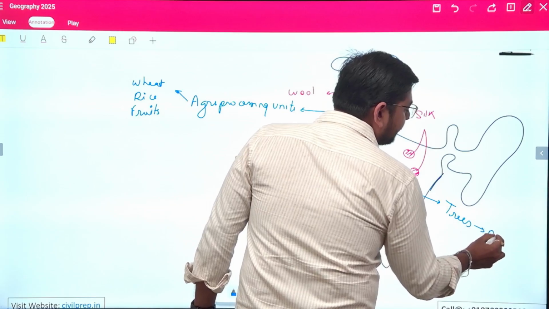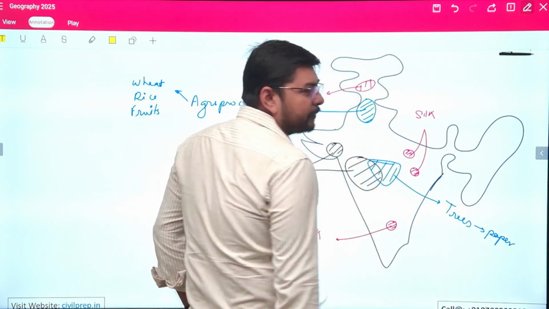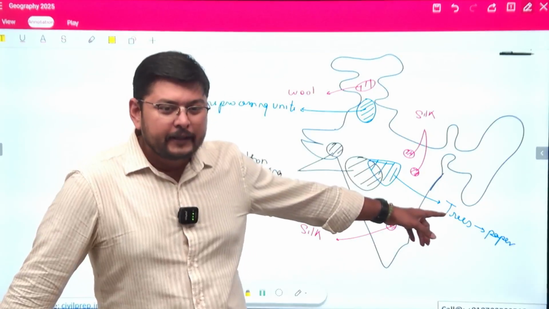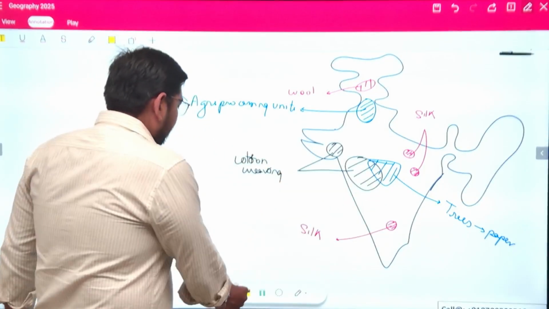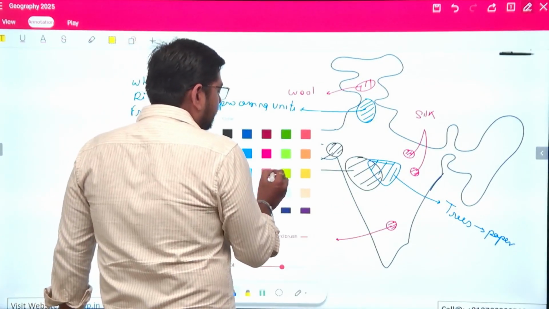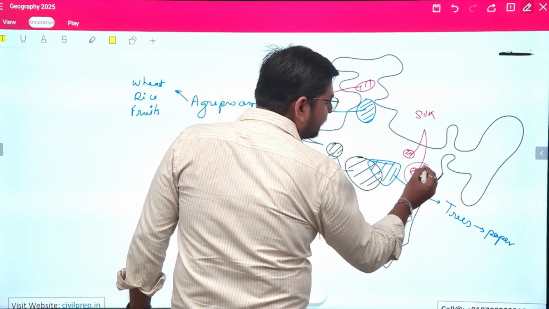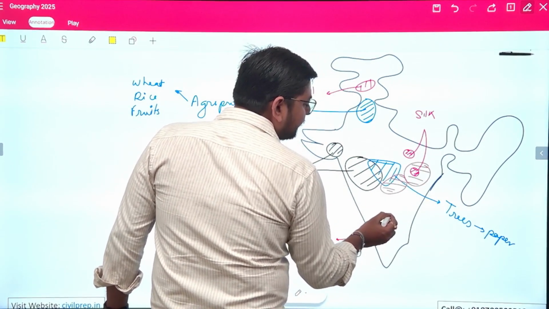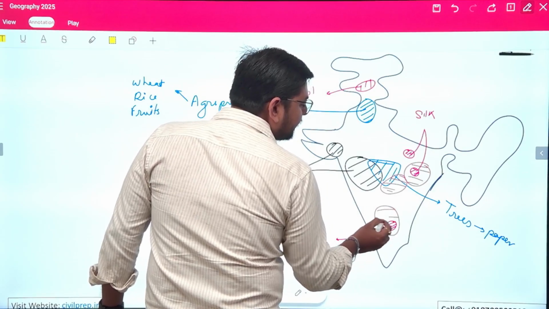Trees say paper raw material. Okay, so that raw material is being developed in the central part of India. Now when I go for the mining activities, I have the complete Chota Nagpur Plateau region, I have the Gondwana region, I have the Harvard region.